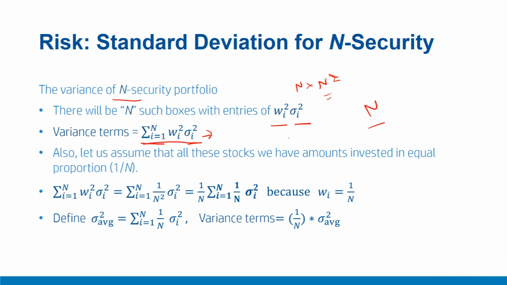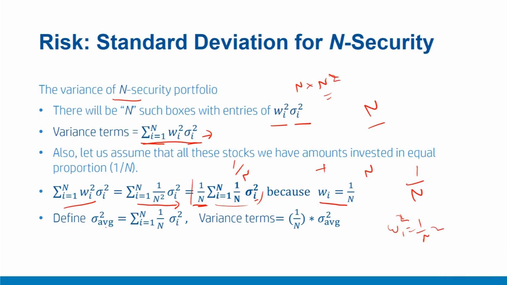Now to simplify the situation, let us assume that all these securities have equal investment, that is 1 by n proportion. That means since there are n securities and if I invest an equal amount in each security, the proportionate amount invested in each security will be 1 by n. With that assumption, my wi is equal to 1 upon n, and therefore wi square will become 1 upon n square, and therefore a term like this will be simplified into this. Now let us take this 1 upon n outside the expression, so we are left with this. Please note here n is not the varying term, only the i subscript is varying, so we can take the n outside, and here wi is 1 upon n.